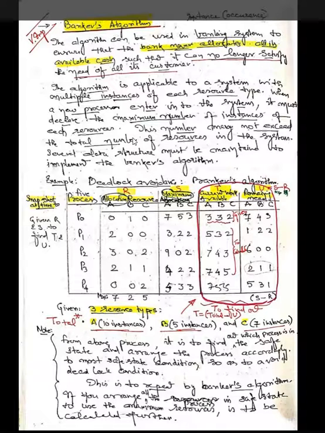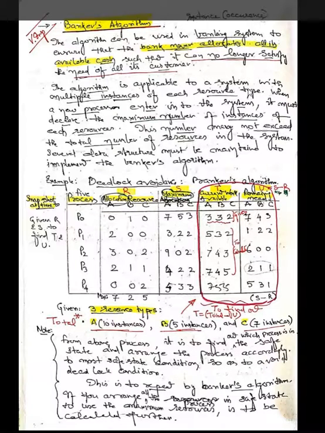The algorithm can be used in a banking system to ensure that the bank never allocates all its available cash such that it can no longer satisfy the needs of all its customers. That means the allocation cannot be made to all the resources, so that the situation of deadlock may not arise.